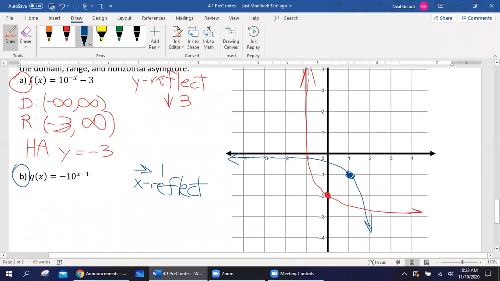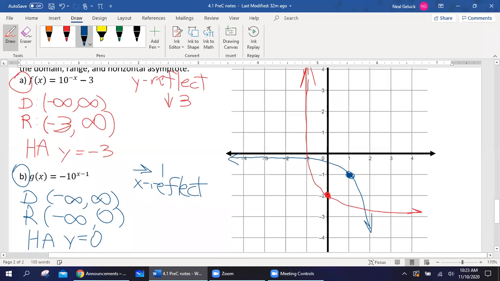And so my domain, still -infinity to infinity. The range here, be careful, this one goes infinitely low and stops at 0. The horizontal asymptote did not switch. It's just that my graph is now below that asymptote instead of above.